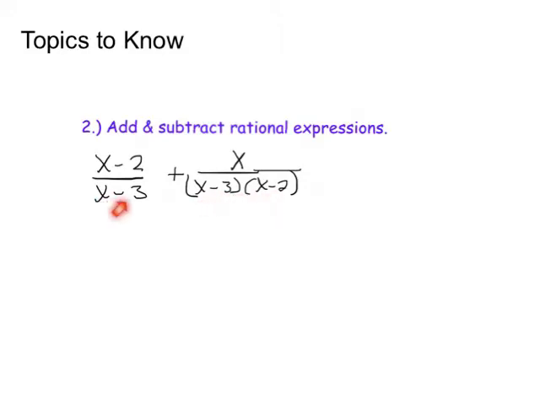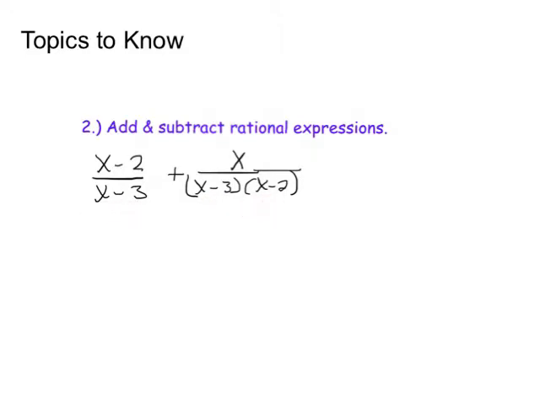What do I have over here? x minus 3. I need a denominator that is the same, so I need a common denominator. In order to find a common denominator, I need to identify what the LCM is of this and this here.